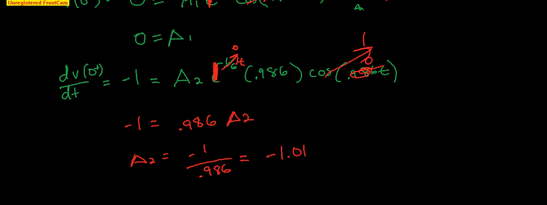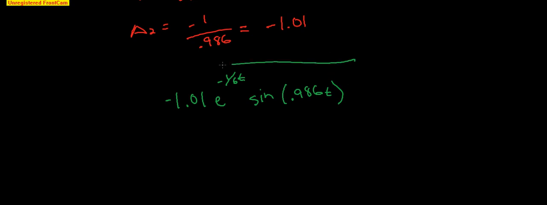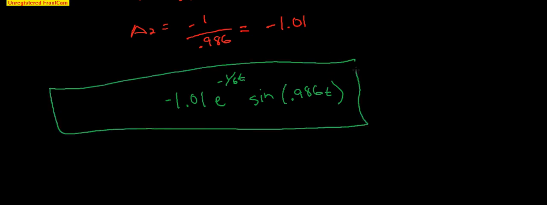Okay, so now we have A1 and A2 in our expression. A1 we said was 0, so we don't have to include that. A2 is negative 1.01, so we get negative 1.01 e to the negative 1/6 t sine 0.986 t. And that is our final answer. This is V of t.